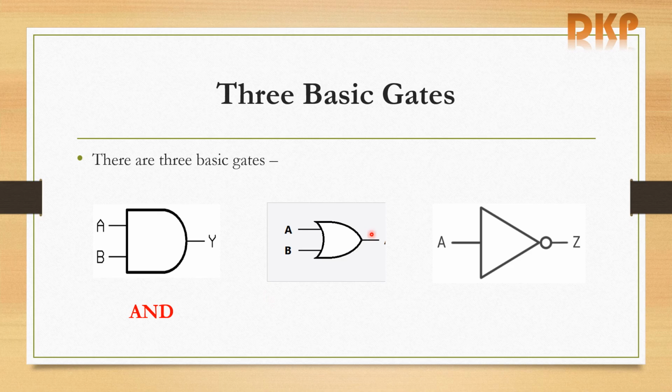This is the logic symbol of OR gate. It is having 2 inputs. A and B are the inputs and Y is the output. This is the NOT gate. NOT gate is having 1 input and 1 output. So these are the 3 basic gates.